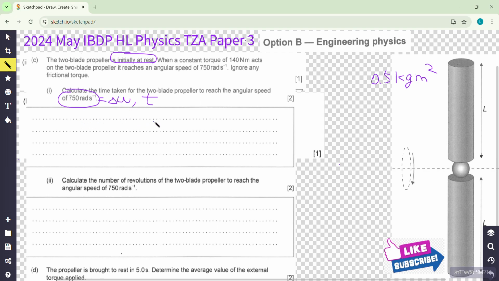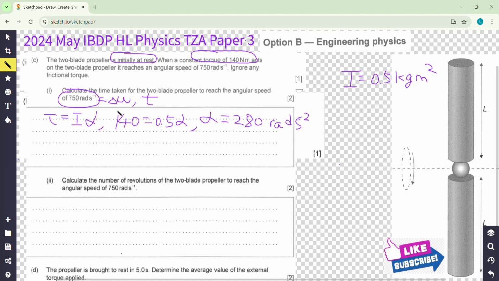So how can you find the time? Remember the angular acceleration. It has the torque. How can you find alpha from torque? You have the I here, right? So everything is ready, so write down. Think before you write. Tau equals I alpha. So tau is 140 equals 0.5 alpha. So alpha is 280. Unit: angular acceleration, radian per second squared.